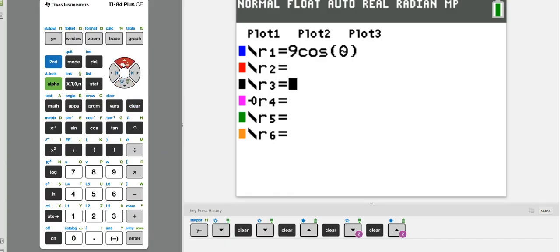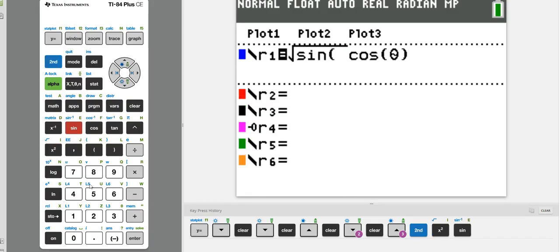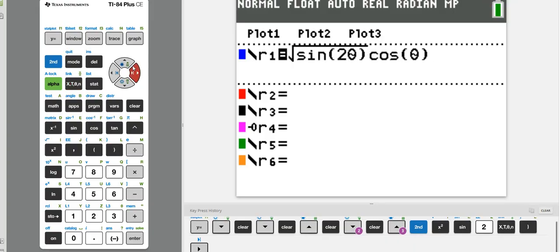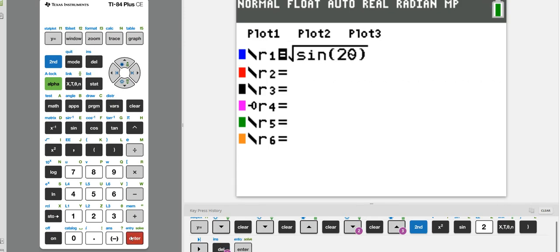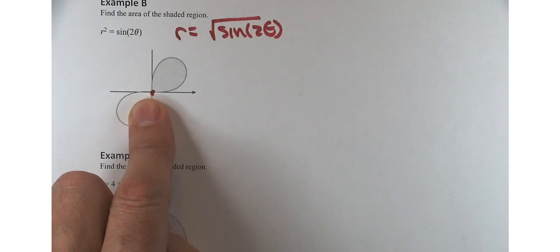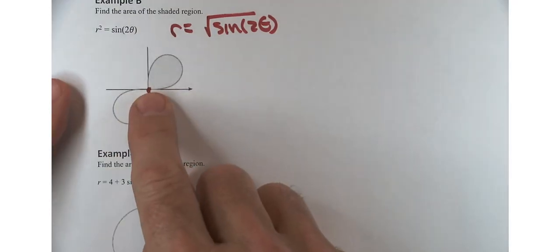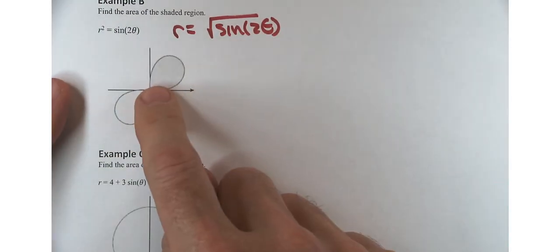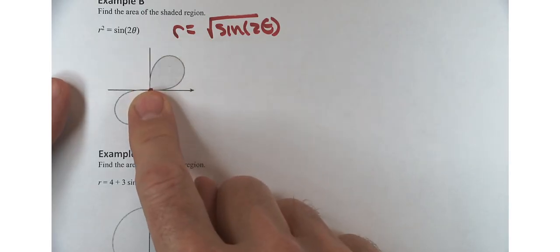Go back up top and put in the square root of the sine of 2 theta. Now when you press the X key, instead of a familiar X, because we're in polar mode, you're going to get a theta. And that's fine. That's kind of what we want. It's in our comfort zone. Let's see if we can figure out where this graph is going to trace out. We'll start out with theta equals 0, and we'll have to see when it's going to come back to 0 again.